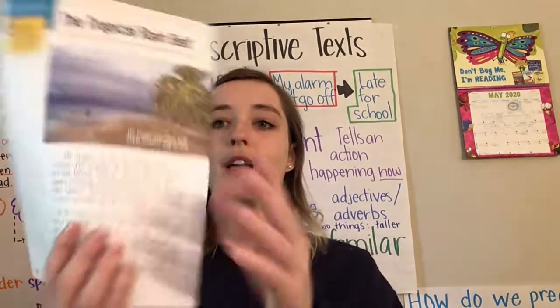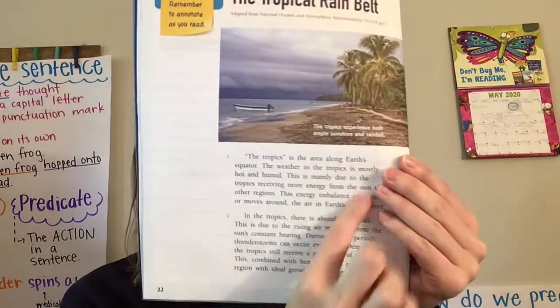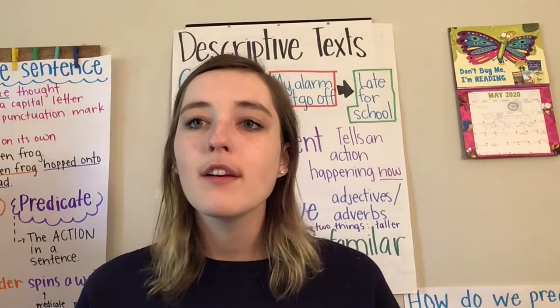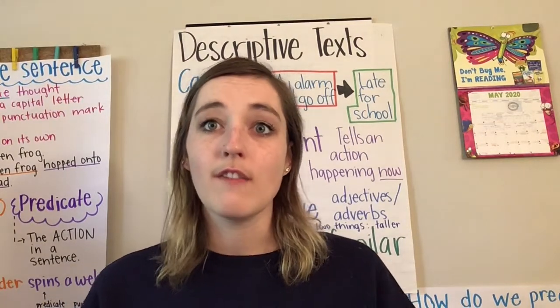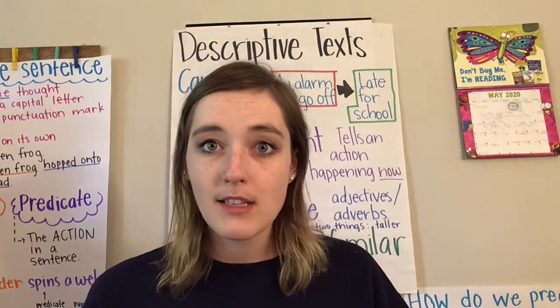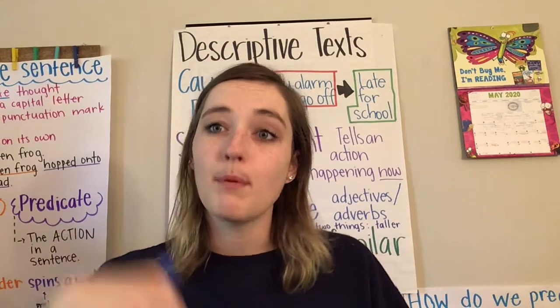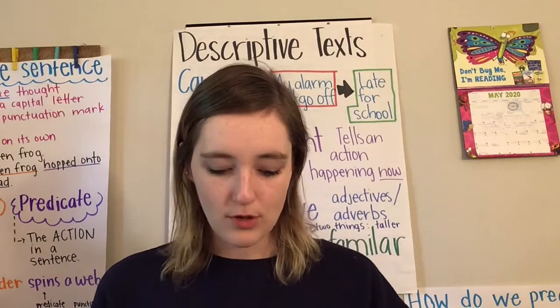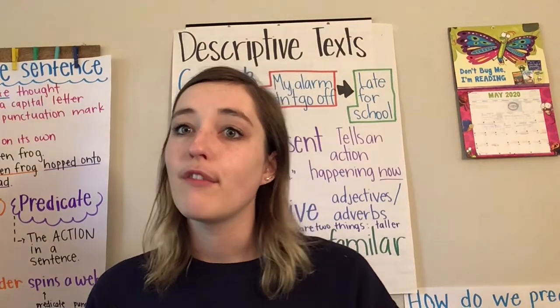We're going to go back to our text right here and reread paragraph 1. As I'm reading paragraph 1, I'm going to underline the verbs they're using. The verbs are the actions in the text, and we're going to figure out if it's simple present tense, if it's happening right now. So go ahead and turn to page 22. We're reading paragraph 1.